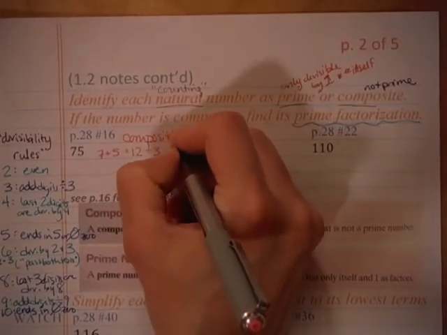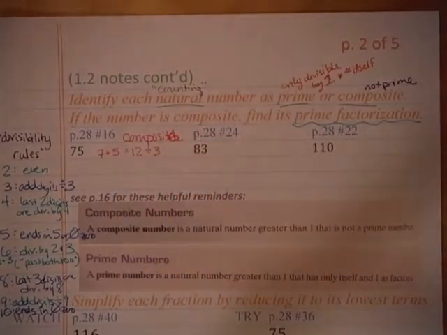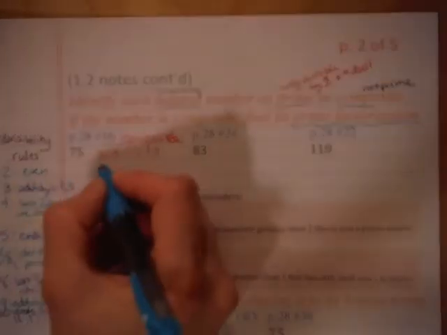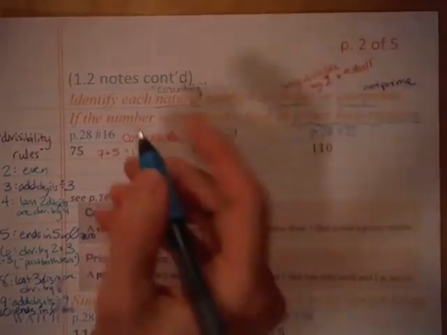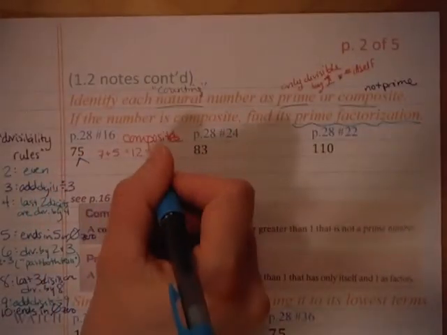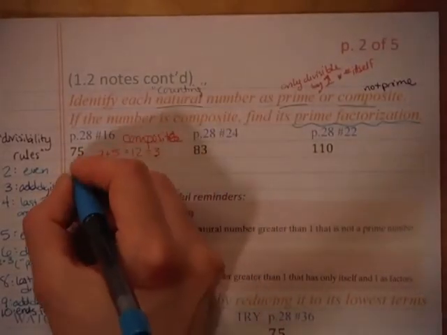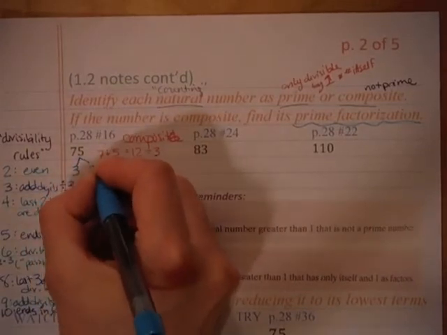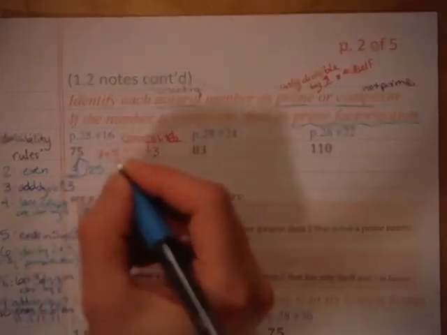Composite. Whoops, I tried to throw an extra I in there. And now what we need to do is to find its prime factorization. So we need to break it down. We know it's divisible by 3, so we'll start there. 3 times what? 3 times 25. 3 is prime, so that's where we stop.